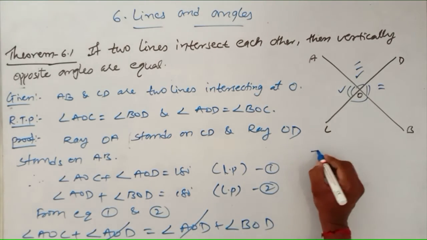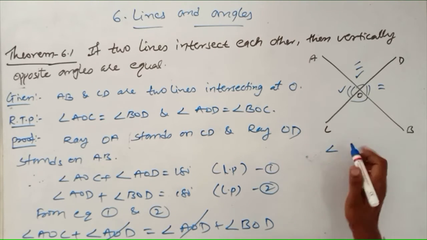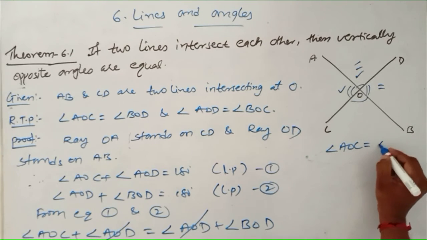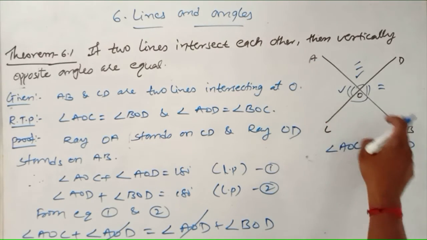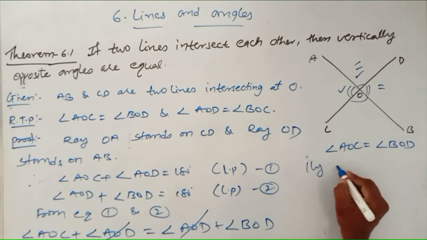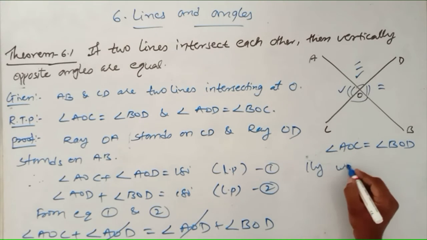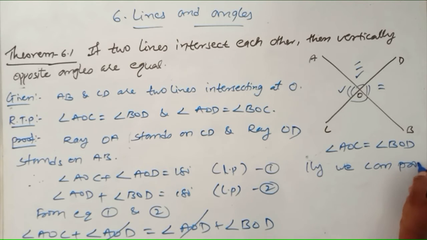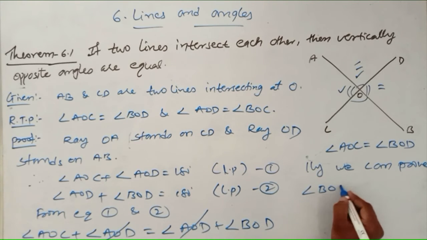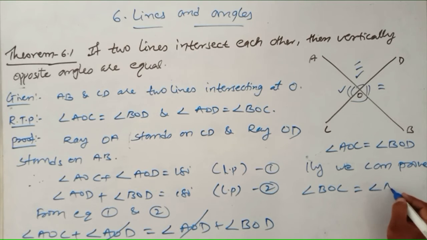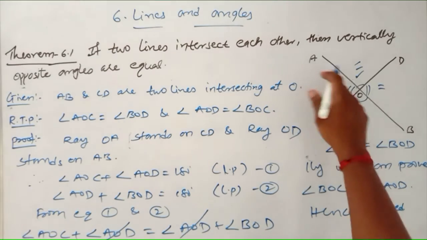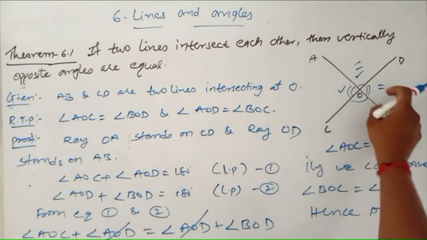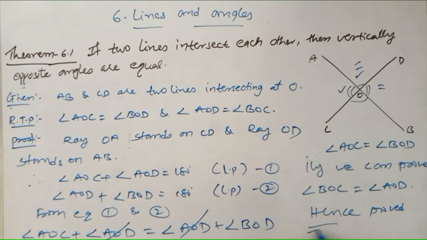AOD cancel. The remaining is angle AOC equal to angle BOD. AOC is equal to angle BOD. Similarly, we can prove angle BOC is equal to angle AOD. So hence proved that when two lines intersect each other, then their vertically opposite angles are equal.